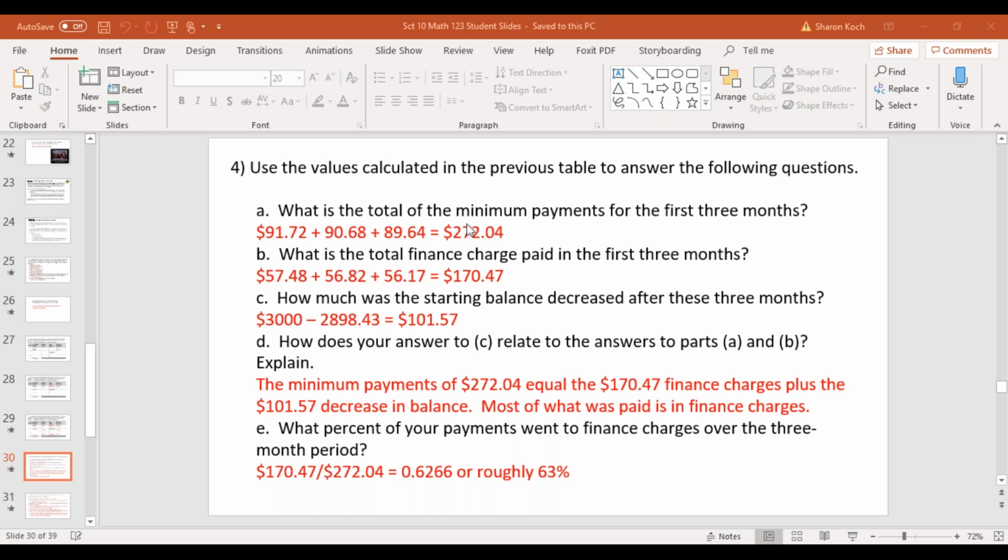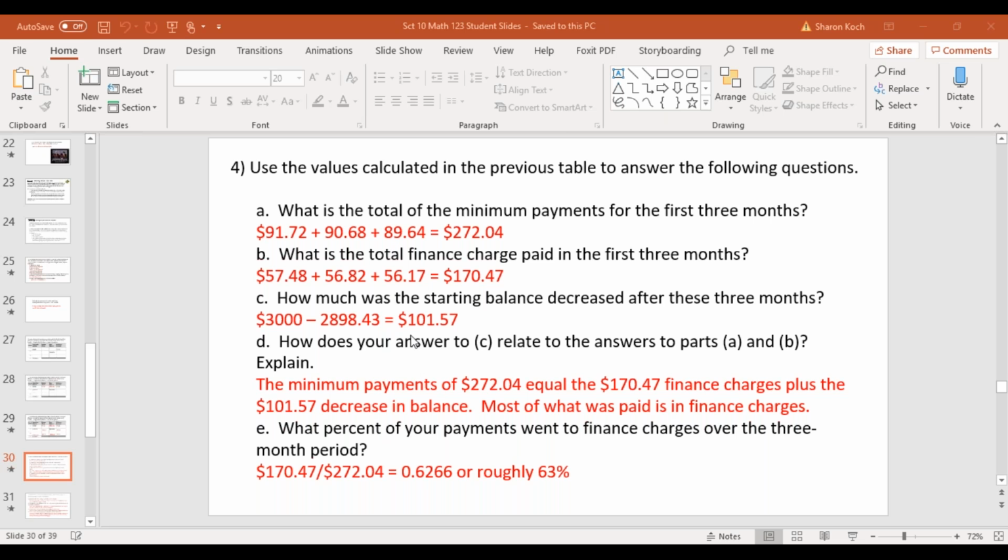Okay, so hopefully you've noticed that within those few months' time, you've paid over $272 in your payments. The total finance charges were $170. So if I take that amount and subtract that $170, that means I'm only actually paying $101.57 off of my actual balance. So my balance really wasn't decreased by those payments. It's decreased by what's left after I've paid those finance charges.